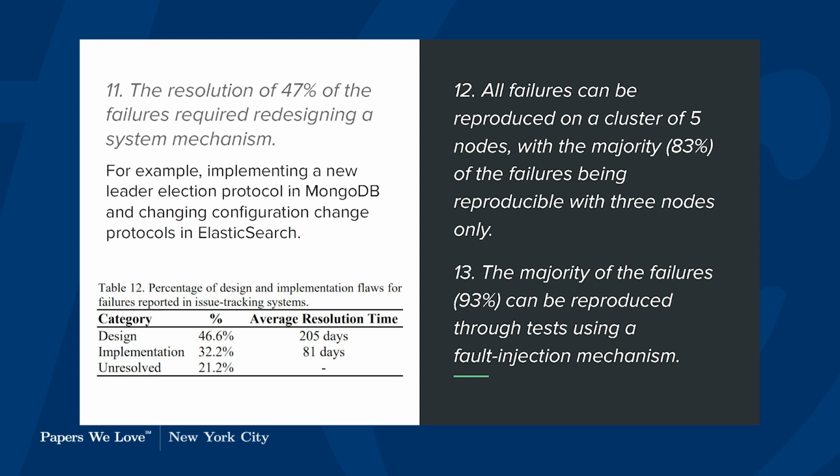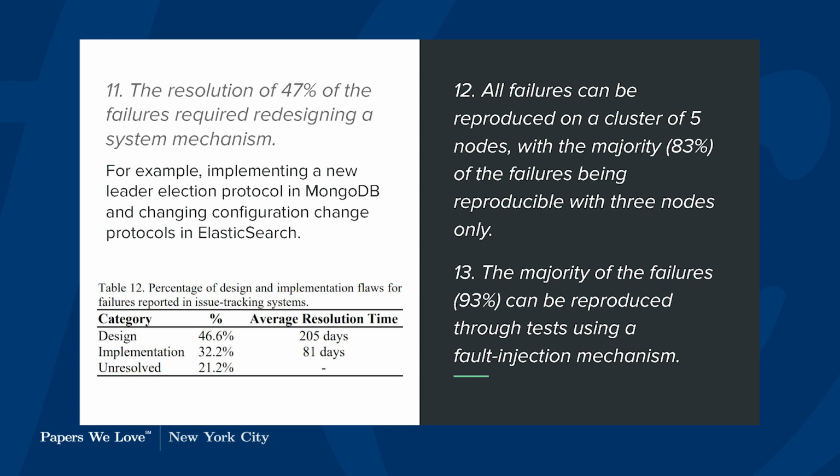Moving on, all failures can be reproduced on a cluster of 5 nodes, with 80% of the failures being reproducible with only 3 nodes. That means it doesn't take a lot to verify these things are working, which is good. That means that you don't have to spin up 80 nodes in your AWS cluster and pay a bunch of money. You can do it pretty quickly and possibly even on your own machine.